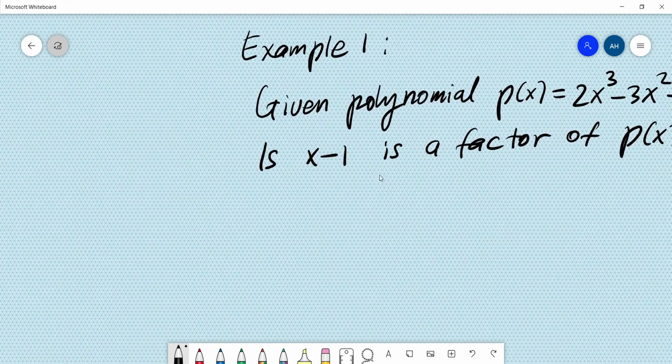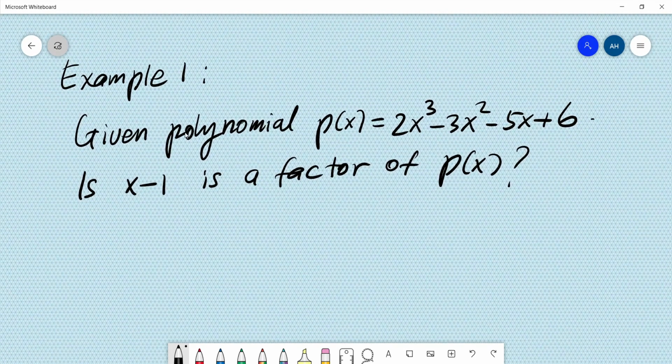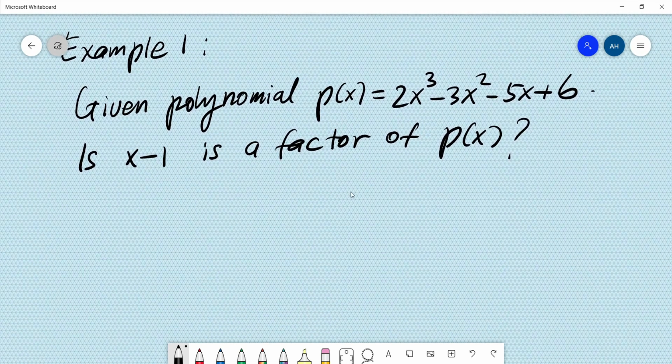Now let's look at this example number 1, which says that given a polynomial P(x) equal to 2x cubed minus 3x squared minus 5x plus 6. Now, is x minus 1 a factor of P(x)? That's the question we want to check, right? Whether x minus 1 is a factor of P(x). Now, let's do that by using factor theorem.